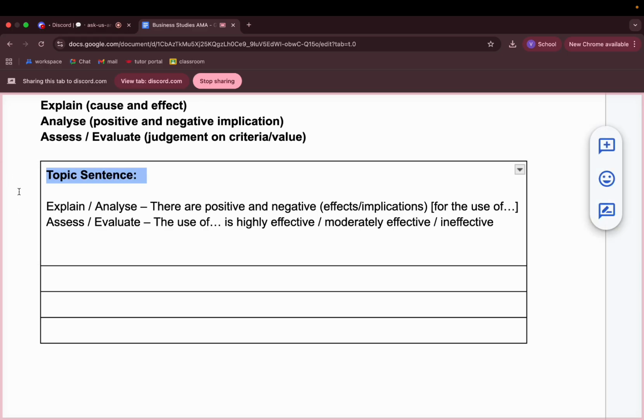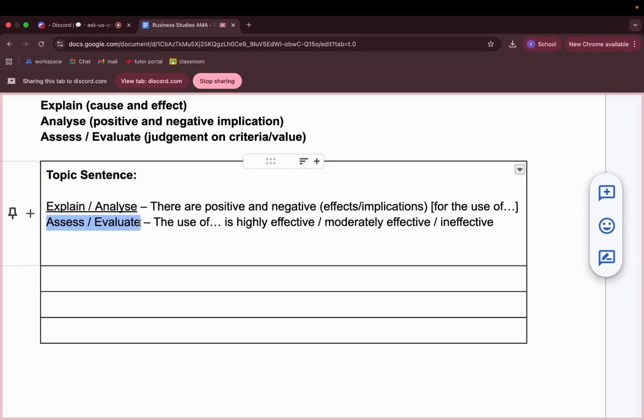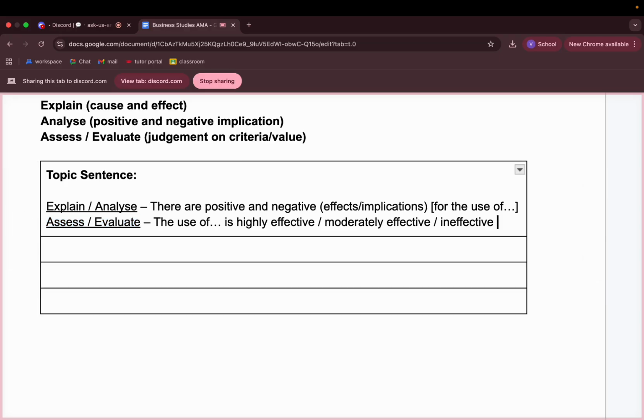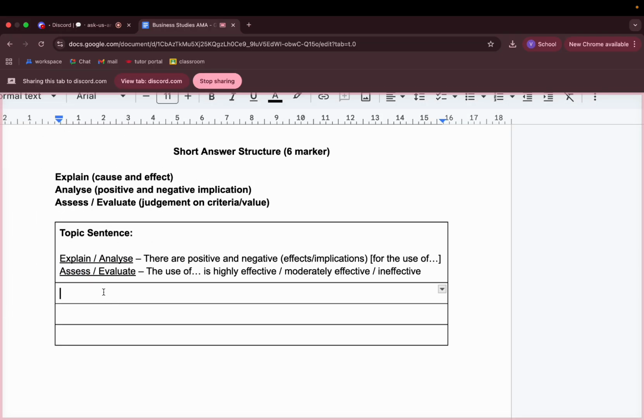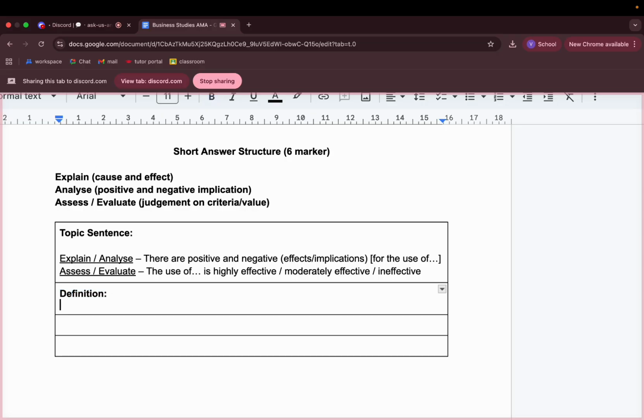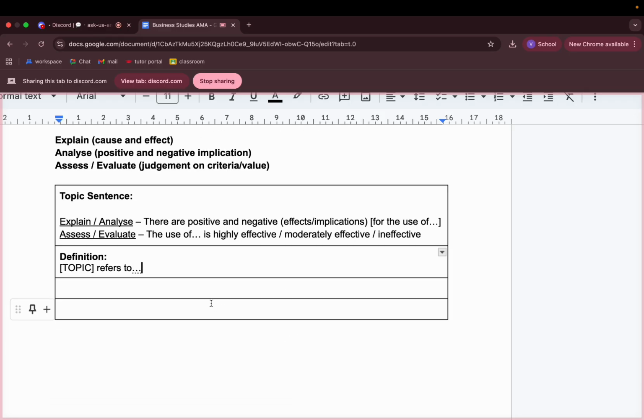So that's how I would structure my topic sentence, generally, for a 6 marker, using one of these directive verbs. Followed by that, we would want to use our definition. This is pretty clear cut. So we would have a definition for whatever the topic is at hand. So we would say, topic refers to ... and you would just put in your definition there.